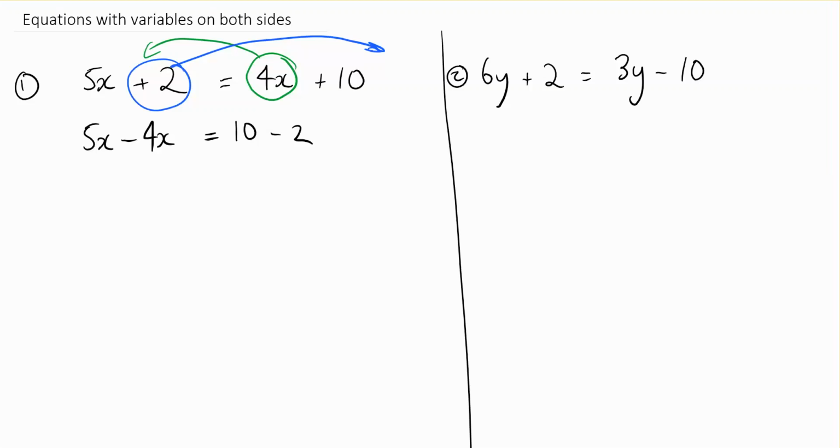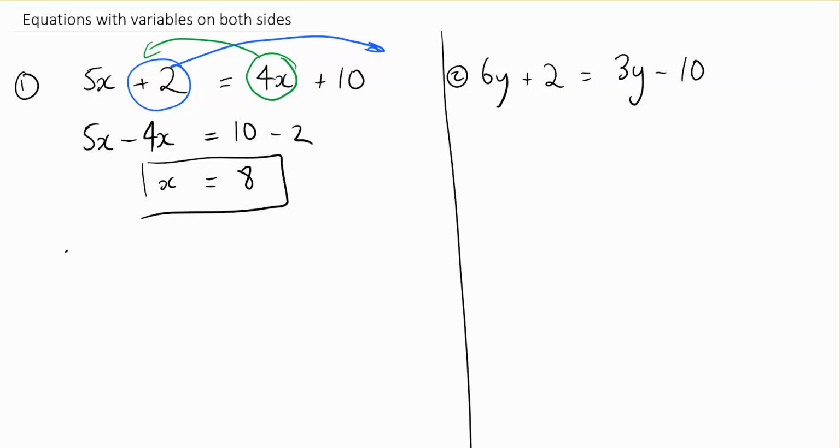So just to recap, our goal is to move the letters, the x's in this case, the variables, to the left-hand side, and the numbers to the right-hand side. And we've successfully done that. Now let's say to ourselves, what is 5x minus 4x? Well, 5 minus 4 is 1, that is 1x, but we can just put x. 10 minus 2 is 8. So this is nice there, x equals 8.